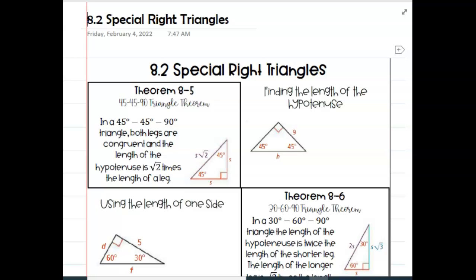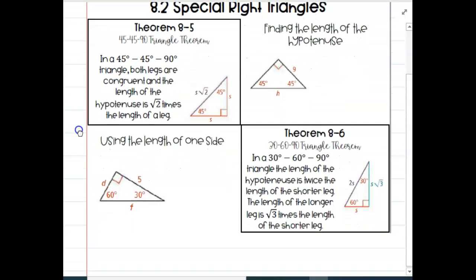So not just any right triangles in the world, but two specific types of right triangles where you don't even have to know two sides. If you do just know one of the sides of the right triangle and it fits one of these cases, you can find the other two sides. These two right triangles are the 45, 45, 90 triangle and the 30, 60, 90 triangle. The numbers are referring to the angle measures.